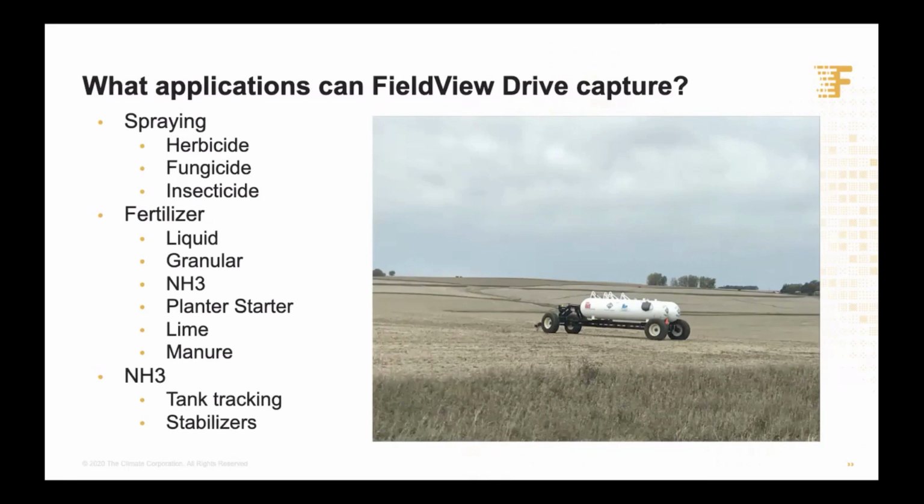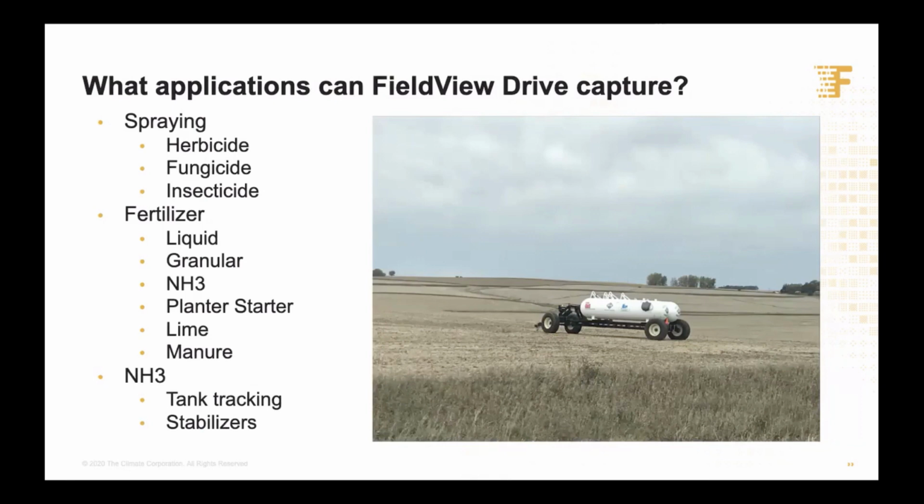Fertilizer-wise, we do liquid 28%. We'll do any type of dry product, whether it's urea or AMS. It might be MAP or potash. We do anhydrous ammonia. We do the planting side, where we can track starter fertilizer and start to put a little bit of that information together. We will do some lime information, and we can track manure today. If you're hauling liquid hog manure and you've got the technology there, we could track that.